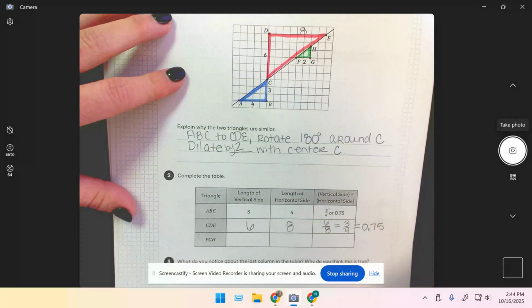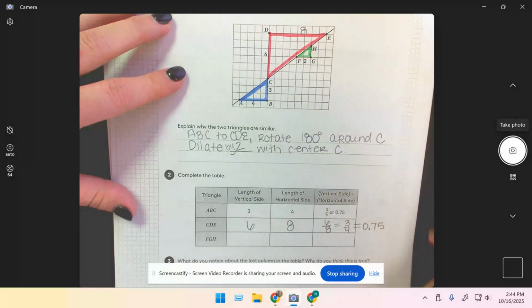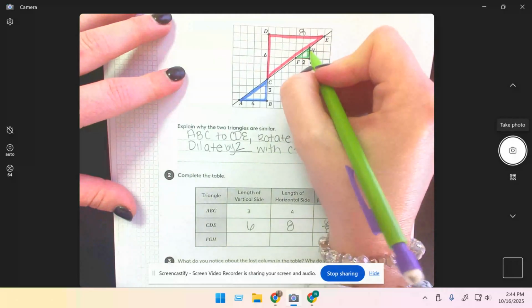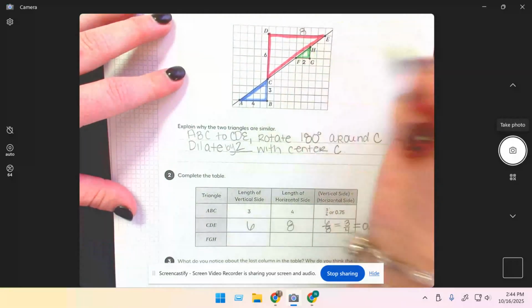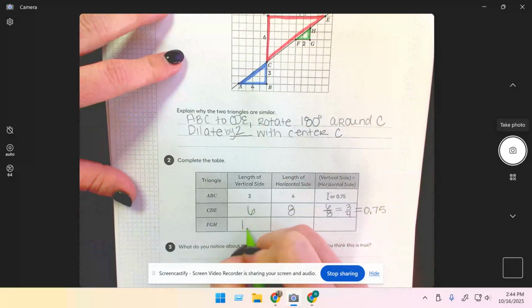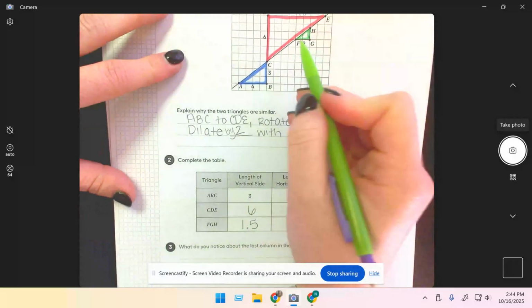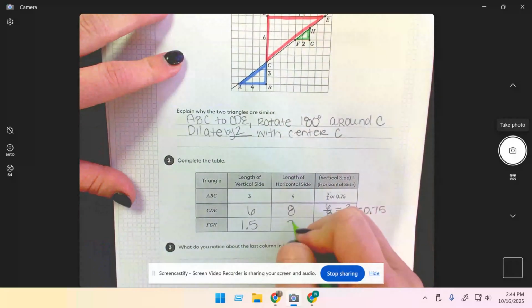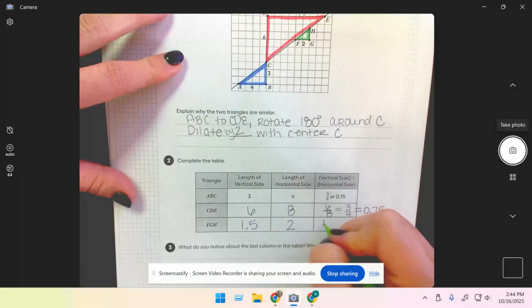All right, now let's do that teeny little green triangle. So if you look closely at the vertical, it's in between 1 and 2. So what's in between 1 and 2? 1.5. And the horizontal is 2. Okay, let's do vertical to horizontal, so 1.5 over 2.